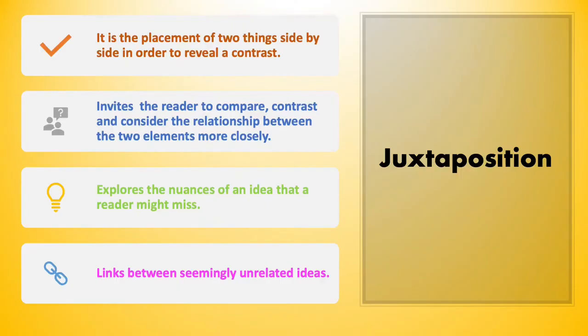Now let's move on to juxtaposition, that some authors use as a tool in order to compare, contrast, and consider the relationship between two elements more closely. This is a placement of two things side by side in order to reveal a contrast or a link between seemingly unrelated ideas. This explores the subtle distinction or quality of an idea that a reader might miss.